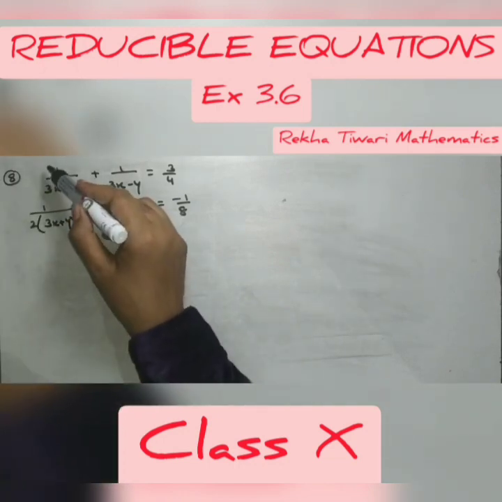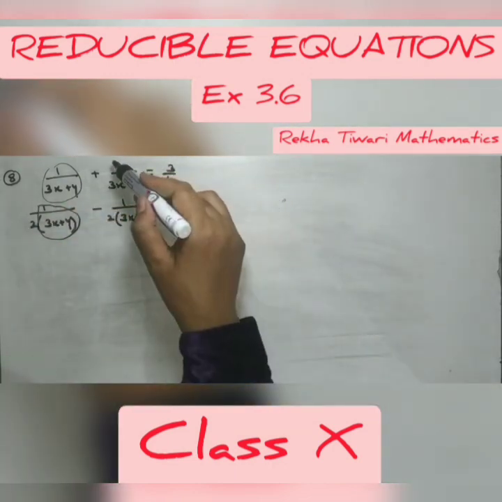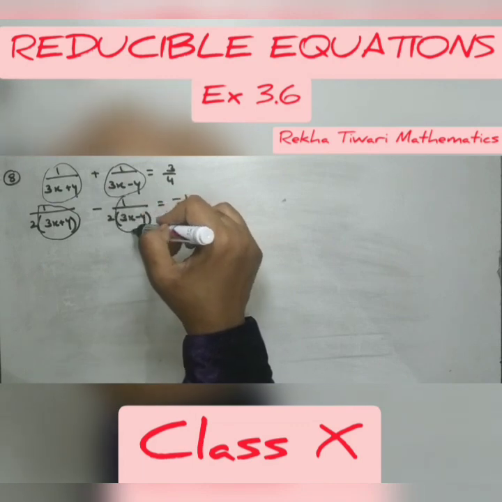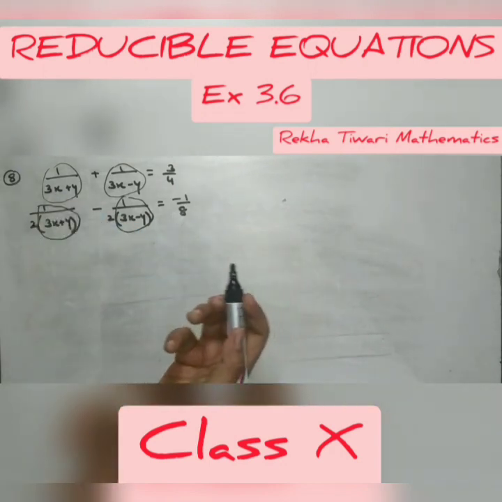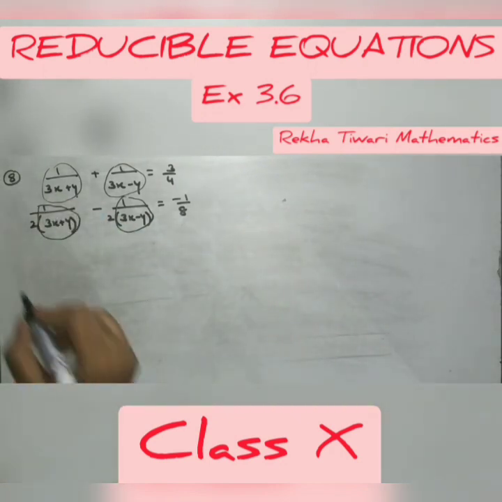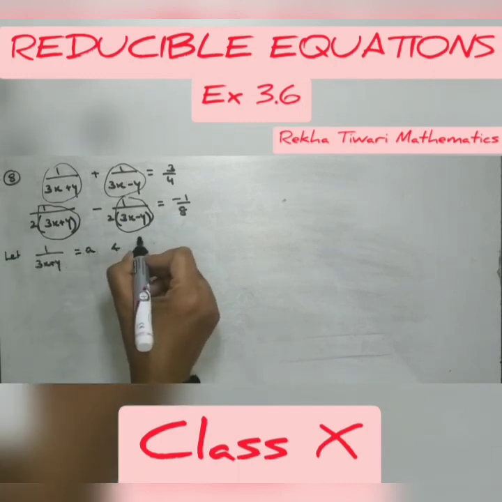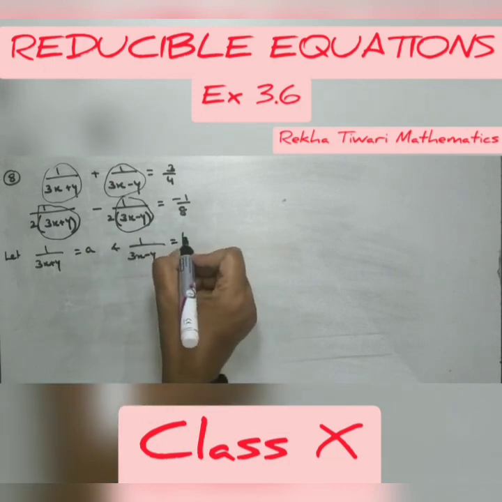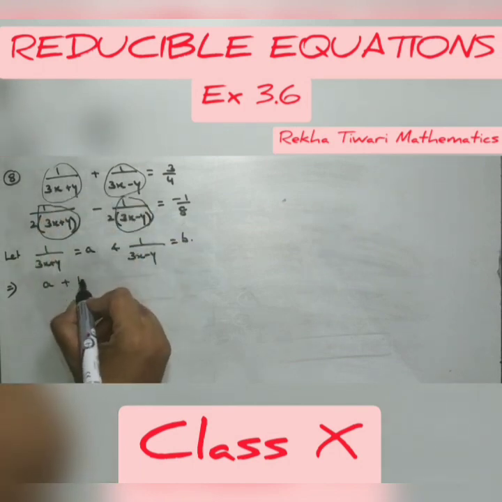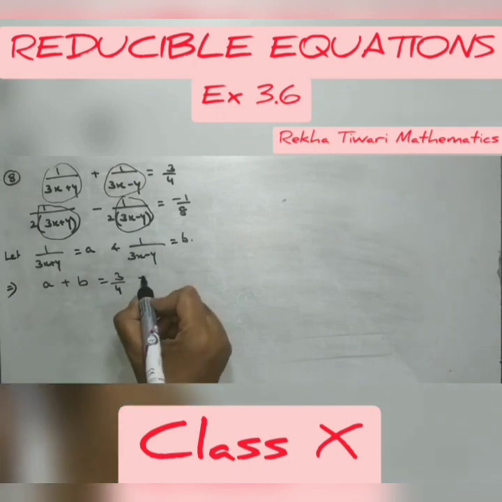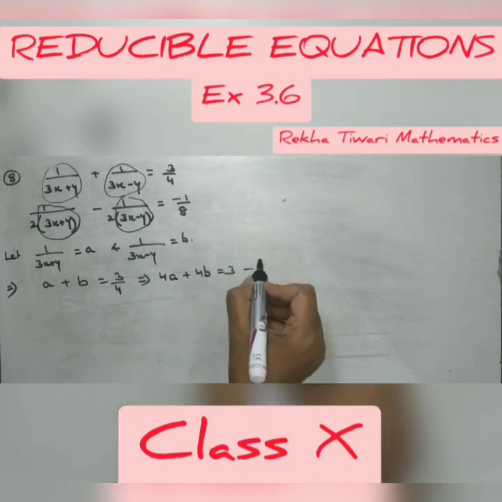Now if you look carefully, 1 upon 3x plus y is common in both the equations. Similarly, 1 upon 3x minus y is common in both the equations. And again, the variables are in denominator, so you have to reduce this. Let 1 upon 3x plus y equal to a and 1 upon 3x minus y equal to b. So the equation changes to a plus b equal to 3 by 4. Again here it is fraction. Cross multiply, 4a plus 4b equal to 3.